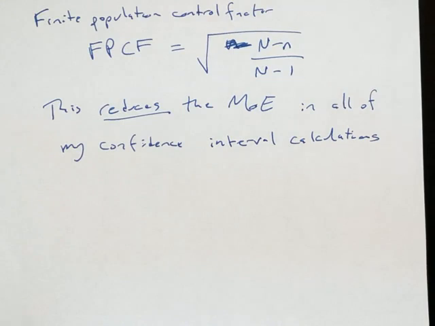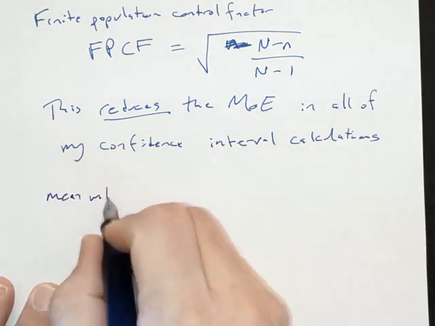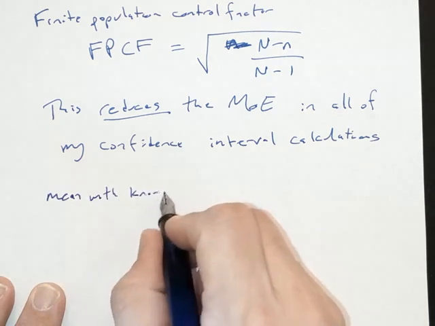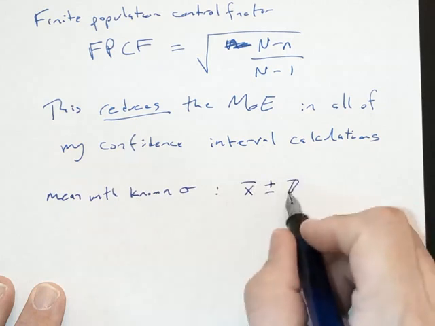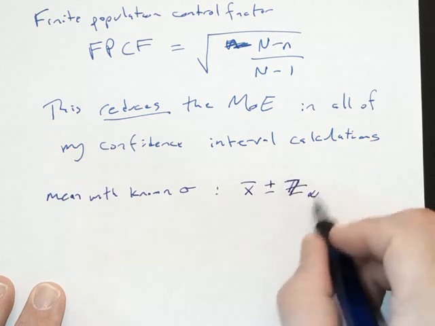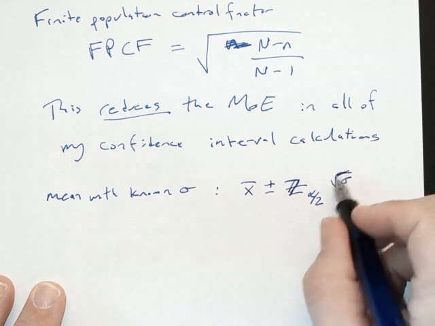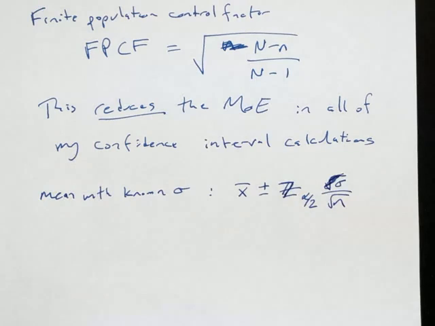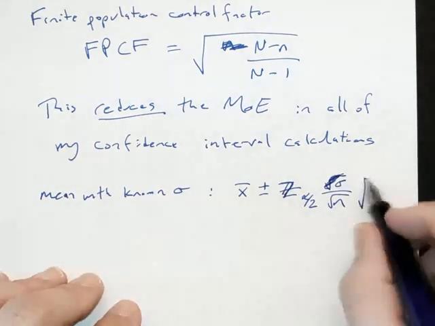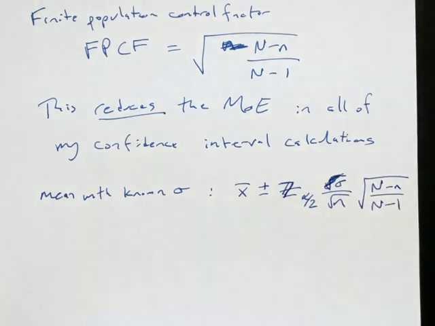Well, remember we're doing one of 3 calculations for a mean, where I know the standard deviation. I use the z-table. And then I use my standard error, sigma over square root of n. But I'm going to make that smaller, so I multiply by my control factor.